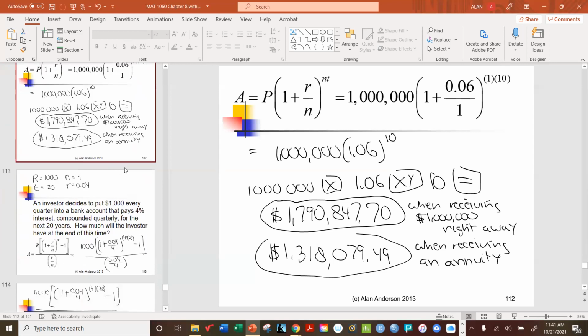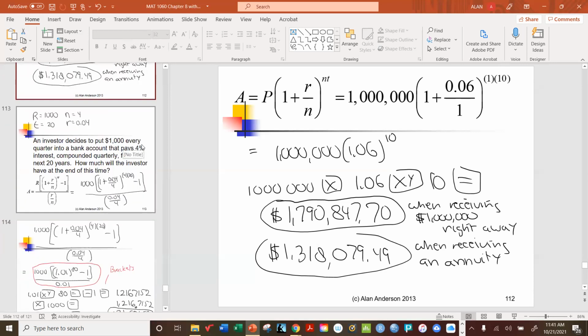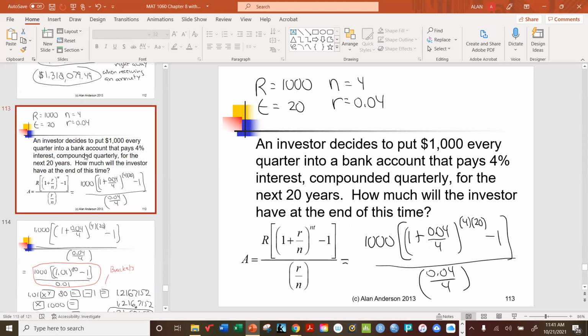All right, now here's another good example. This is an investor who's very good at savings. He decides to put $1,000 every quarter, which means every 3 months, into a bank account that pays 4% interest compounded quarterly for 20 years. How much will he have at the end of this time? So I've started the process here for you. I've plugged in the numbers. What I'd like you to do is take it from there and see how much this investor will have in 20 years.